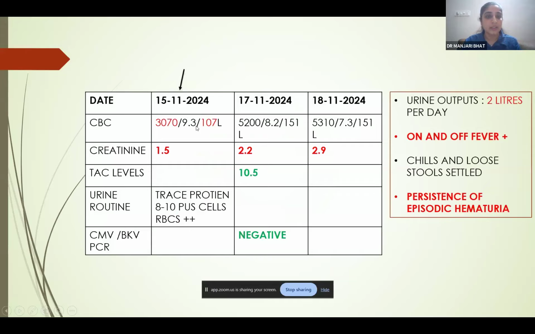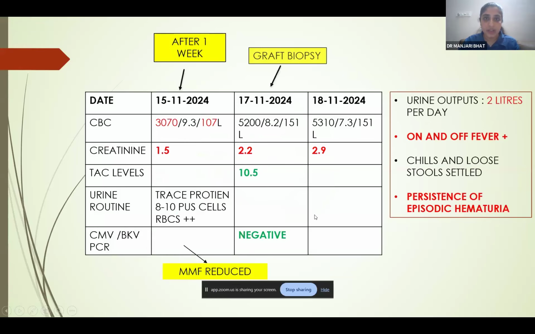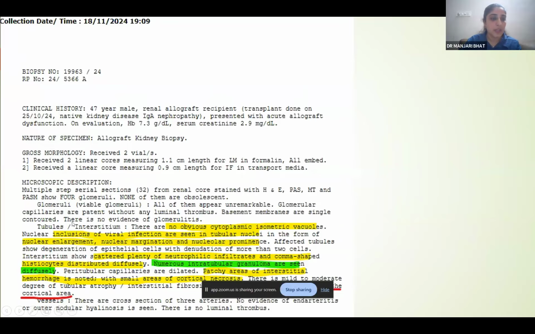After about 3 to 5 days, he started developing fall in the total counts and thrombocytopenia. Slowly, his creatinine also started to inch up: 1.5, 2.2, and 2.9. When the total count and platelets were falling, the dose of MMF was reduced, and subsequently he underwent an allograft biopsy. In the meantime, the CMV and BKV PCR which was sent came back as negative. So this was the biopsy finding.